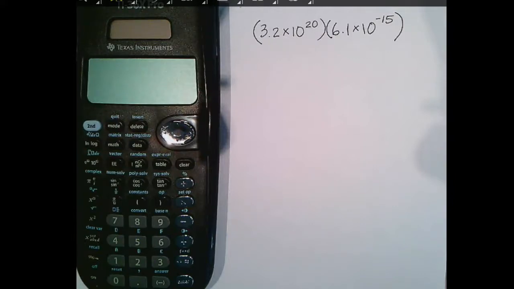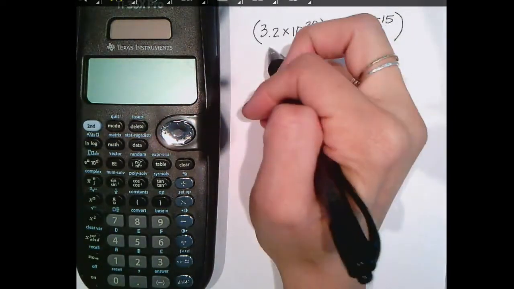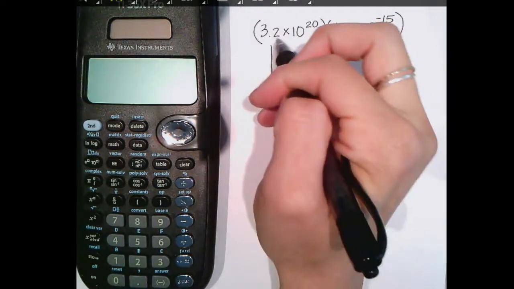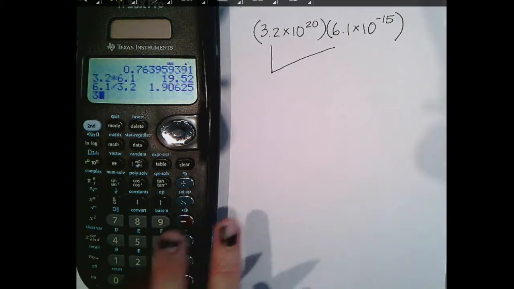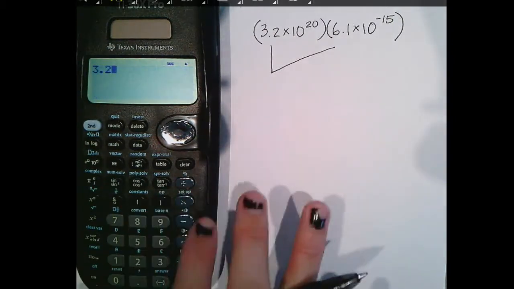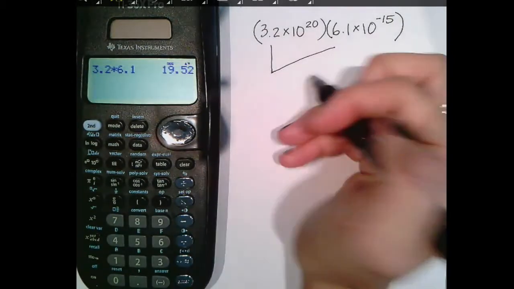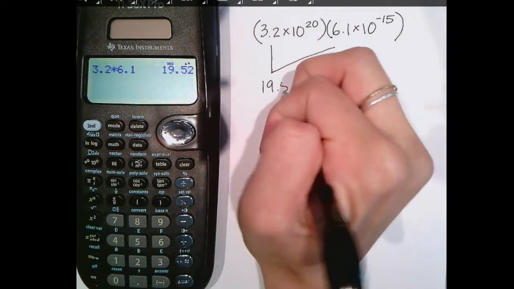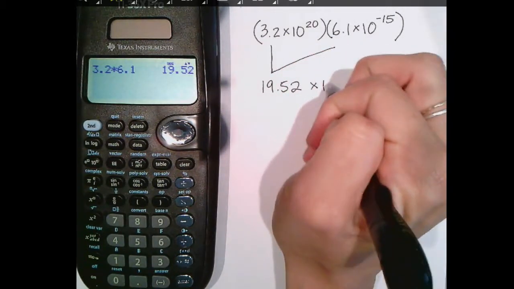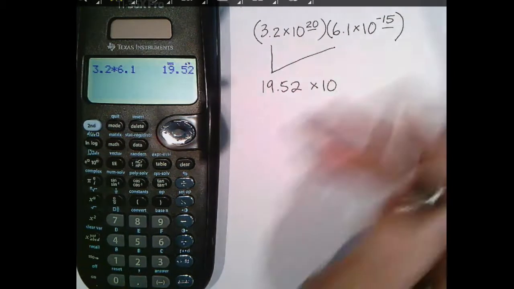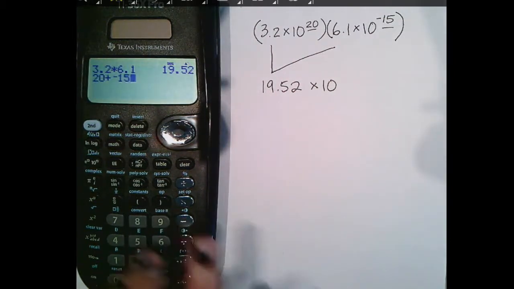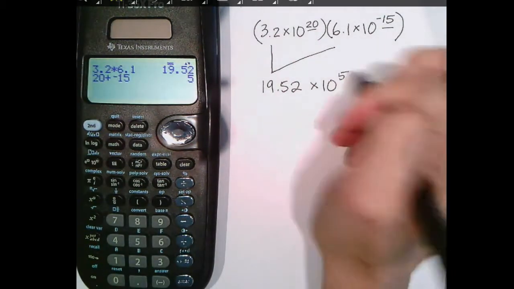Okay, so in this video, I'm going to show you how you can do scientific notation in your calculator if you have the TI36X Pro. So first off, if we were solving this problem as we did in the last video, we'd multiply 3.2 by 6.1, which you could actually see I had already done because I used the calculator last time. We get our 19.52, and then we would add our exponents since we're multiplying, so 20 plus a negative 15, we've got a 10 to the 5.